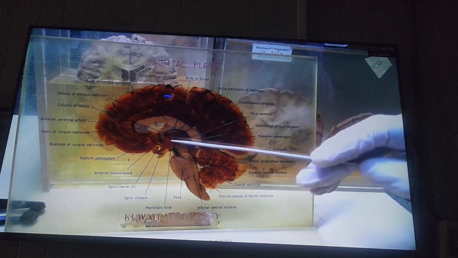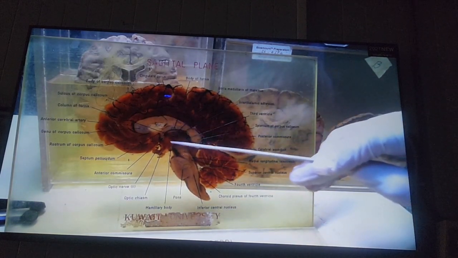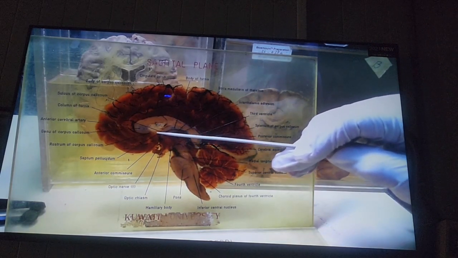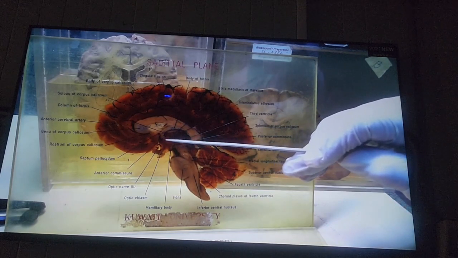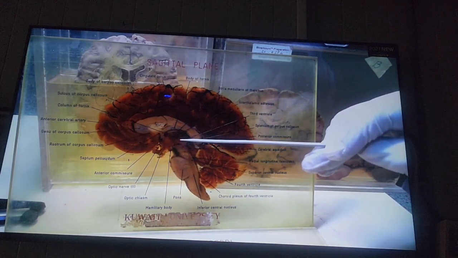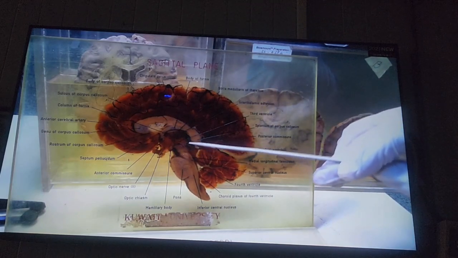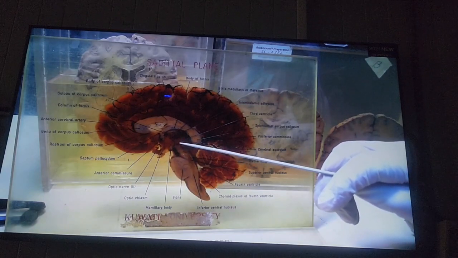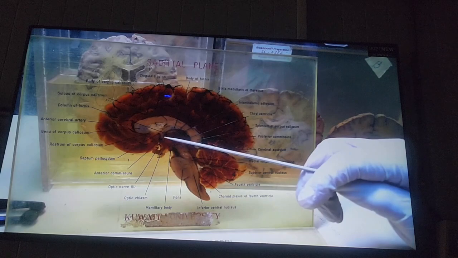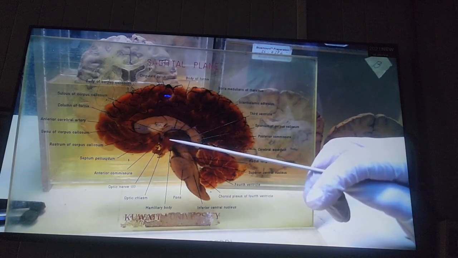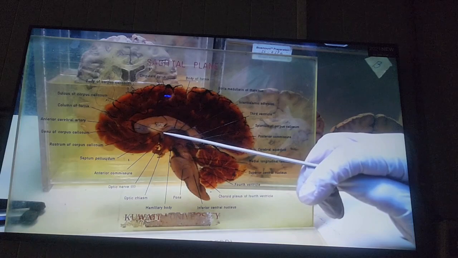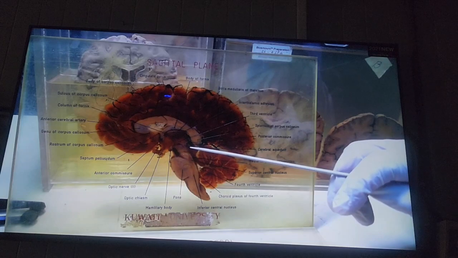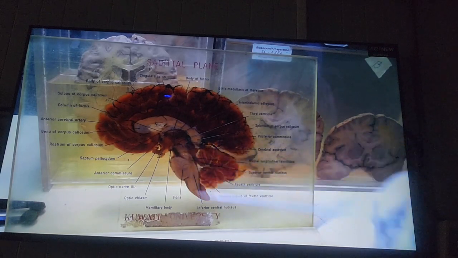The hypothalamic sulcus curves from the interventricular foramen of Monro here, below the thalamus, to the cerebral aqueduct of Sylvius. Here we can see this is part of the cerebral aqueduct of Sylvius. This is the anterior interventricular foramen of Monro, and this is the cerebral aqueduct of Sylvius.